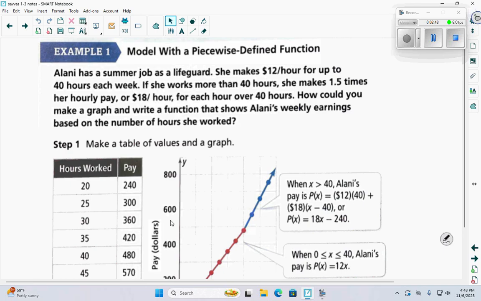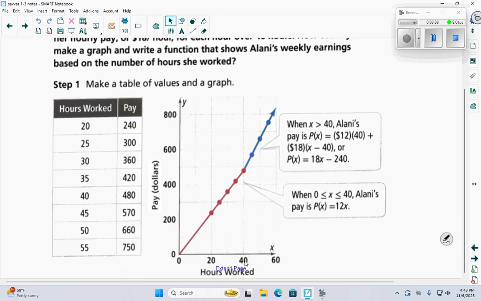So in the vocab, I told you to write the graph. You didn't have to write the chart. So the graph off to the right has a red line and a blue line. These are actually 2 separate lines if we were to write the equations. They made them on one graph because at this location right here, which is at 40 hours worked, once she gets over 40 hours, her pay increases. So that's why there's a steeper slope to this.